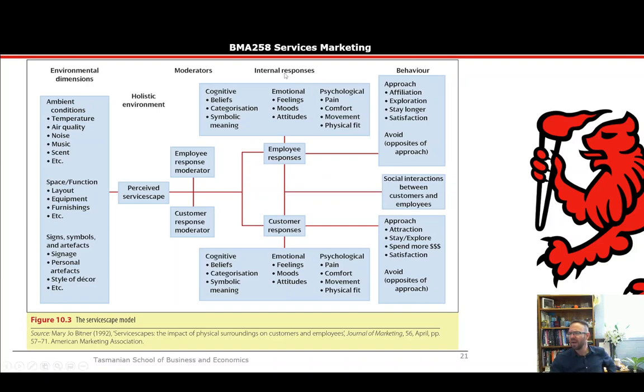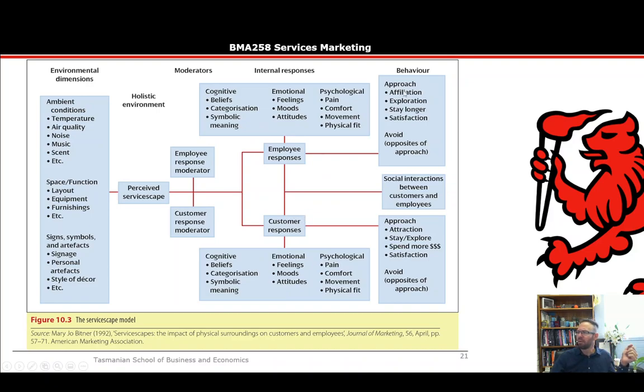Then we have the internal responses of both the employees up here and the customers down there, which are the cognitive things such as beliefs, categorization, symbolic meanings, the emotional feelings, moods and attitudes, and the physiological pain, comfort, movement and physical. So these three dimensions of our consumer psychology are pretty much the same for both our employees, our workers and our customers, right? Now these lead to the responses to the external environment, to our Servicescape.